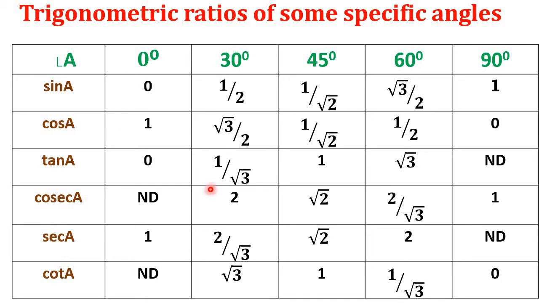Similarly, the secant of the angle is reciprocal of the cos of the angle. Therefore, reciprocal of 1 is 1, and 2 by root 3, and reciprocal of 1 by root 2 is root 2. Next, 1 by 2 reciprocal is 2 by 1, it becomes 2, and 1 by 0 cannot be defined, it is not defined.